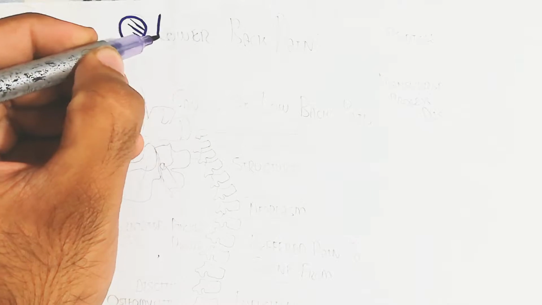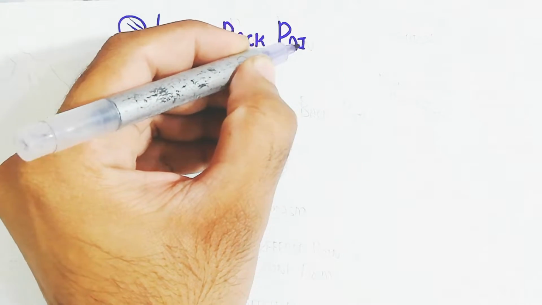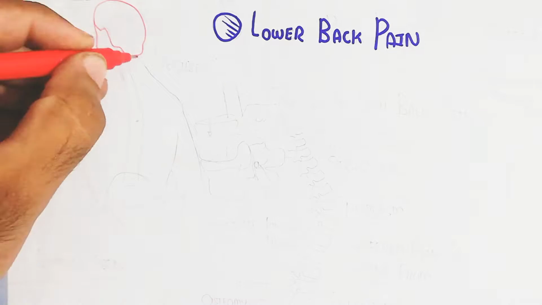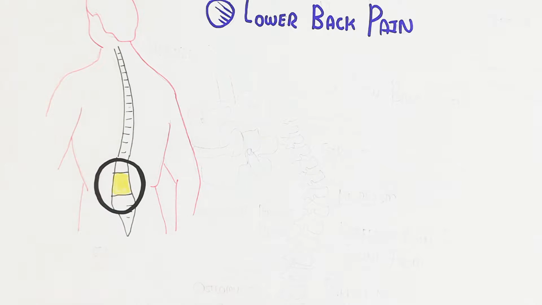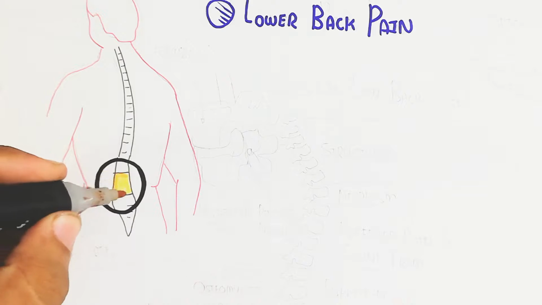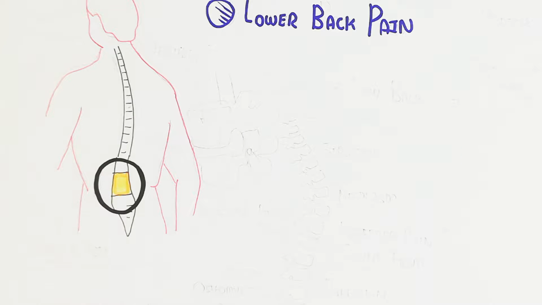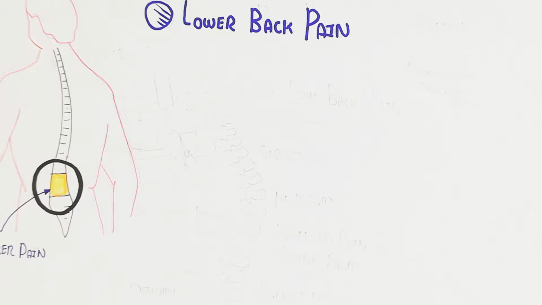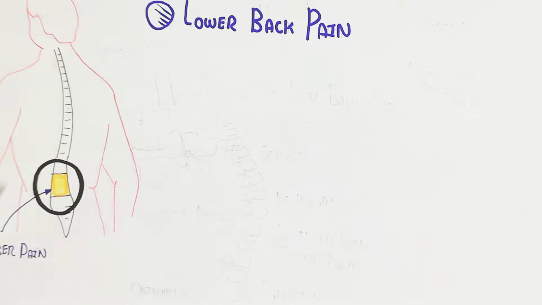Hello, in this video we will discuss lower back pain. Before understanding lower back pain, we will get an introduction and understand how lower back pain arises. This is a lumbar pain, in the lumbar region of the vertebral column, and it occurs due to some reason. So let's begin to understand.